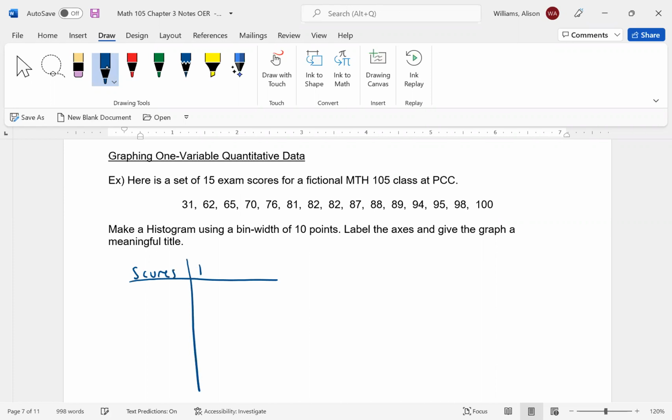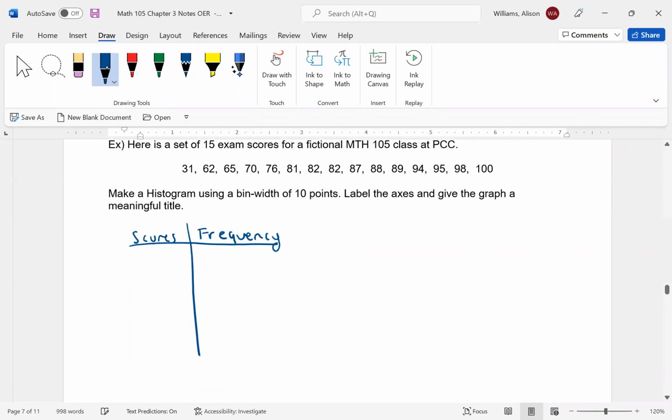And then this will be the frequency. Oops, that's supposed to be a CY. All right. And I'm probably going to need a decent amount of space here for this. So let me go ahead and erase that and draw that a little bit longer. Okay, so the first category is going to be the scores that are in the 30s.